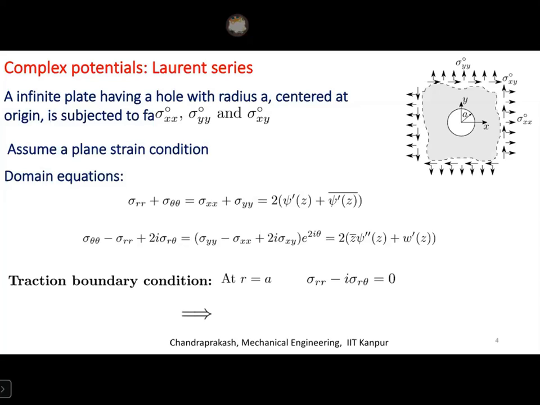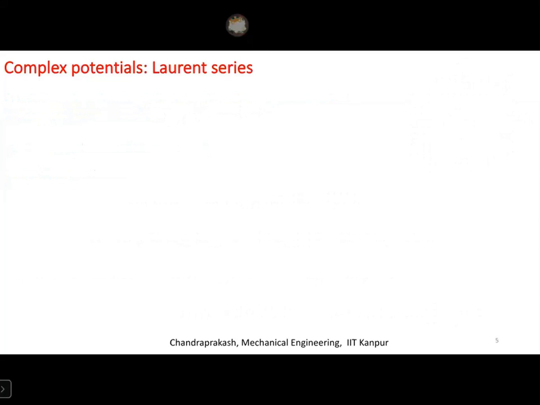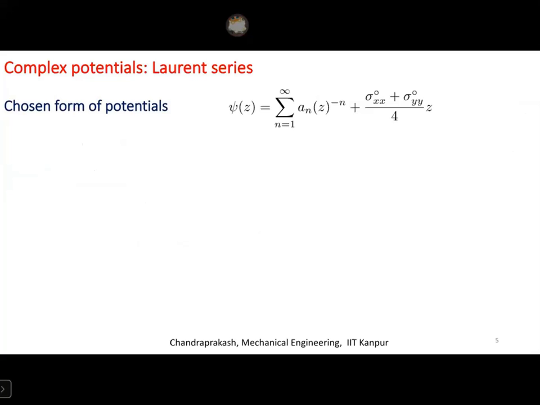So I'm trying to say that the traction is 0, which means I can end up getting an equation in terms of the complex potentials. At r equals a, this expression should vanish. All right, and I am choosing the following form of the potential. Okay, and the same thing for W.